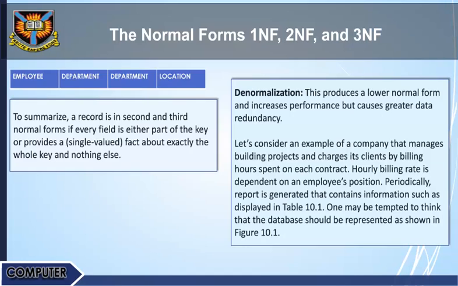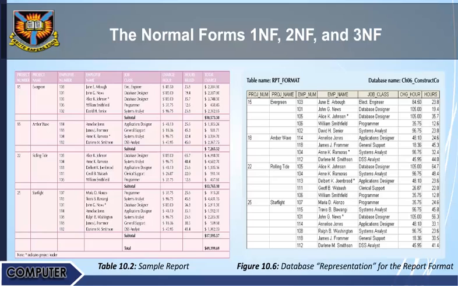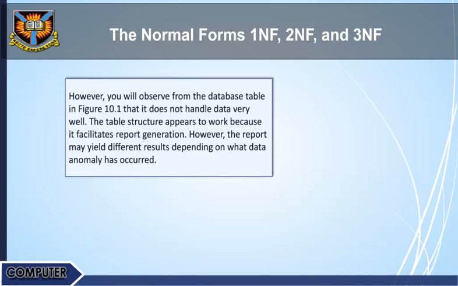Let's consider an example of a company that manages building projects and charges its clients by billing hours spent on each contract. Hourly billing rate is dependent on an employee's position. Periodically, a report is generated that contains information such as displayed in Table 10.1. One may be tempted to think that the database should be represented as shown in Figure 10.1. However, you will observe from the database table in Figure 10.1 that it does not handle data very well. The table structure appears to work because it facilitates report generation. However, the report may yield different results depending on what data anomaly has occurred.